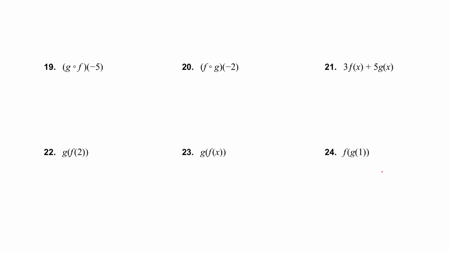We're going to go ahead and jump to number 20. Once again, that circle in between the f and the g does not mean multiplication. It means that you have f, and it will take the input of g of negative 2. So we have to first evaluate g of negative 2, and then whatever comes out of g of negative 2 becomes the input for f.